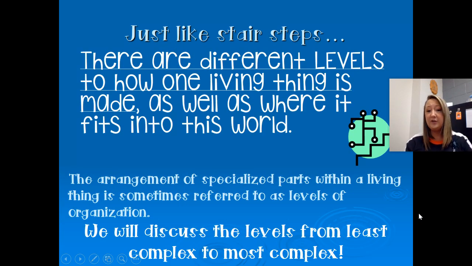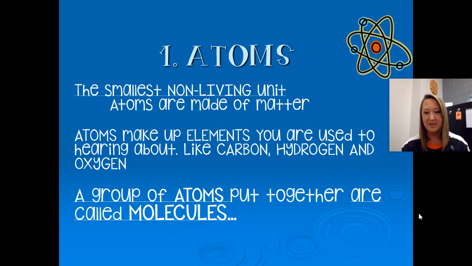Now, you can think about these kind of like stair steps. You're going up different levels, and those levels are based on where that living thing fits into the world. This is referred to as levels of organization. We're going to talk about levels of organization from the most simple, all the way down to the atomic level, the smallest particle of matter, the non-living things. But those non-living things also make up living things when they're organized in a specific way according to the levels of organization. So let's start with an atom.